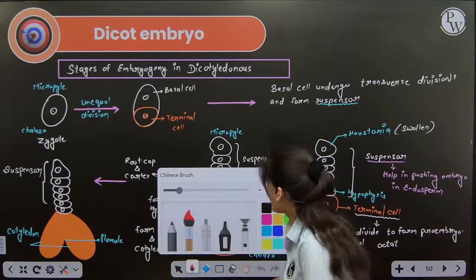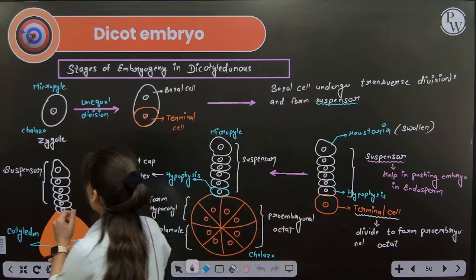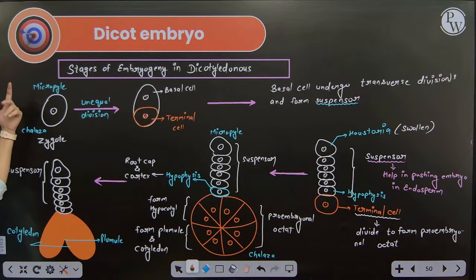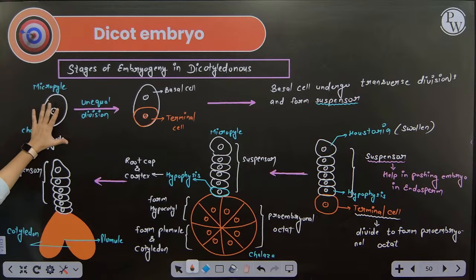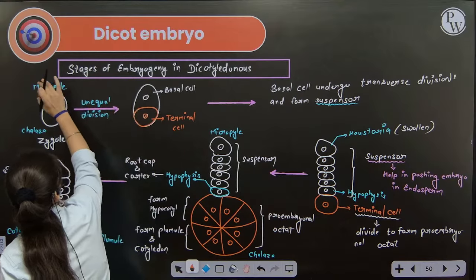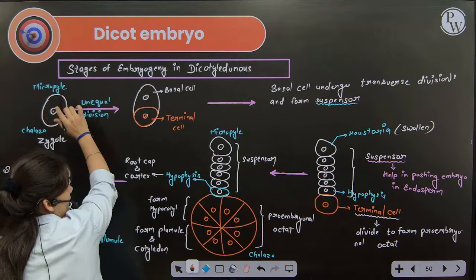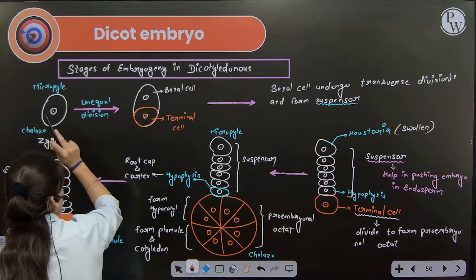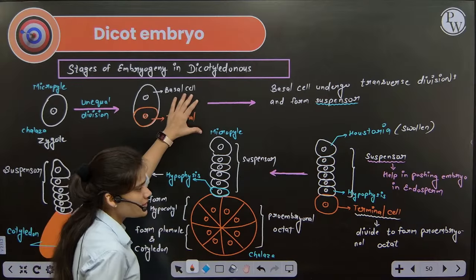Stages of embryogeny in dicot. Initially, what is present? Zygote. Zygote is diploid. This end is chalazal end, that end is micropylar end. What happens? Unequal or transverse division occurs in that zygote. Mitotic division occurs. Because of that, two unequal cells are formed. The cell which is towards the micropyle is known as basal cell, and the cell towards the chalazal end is known as terminal cell.